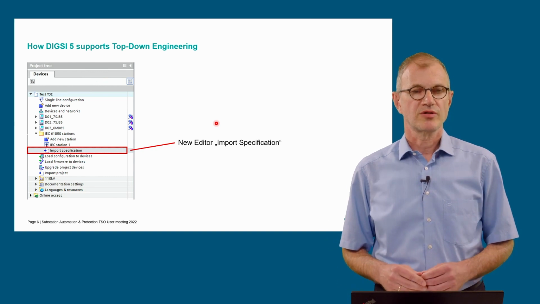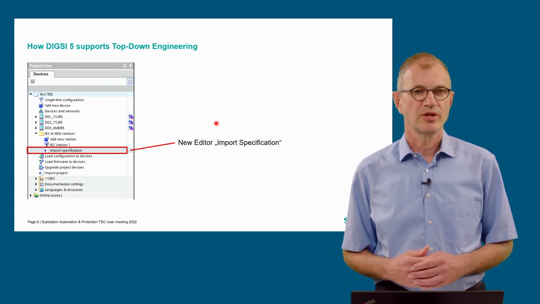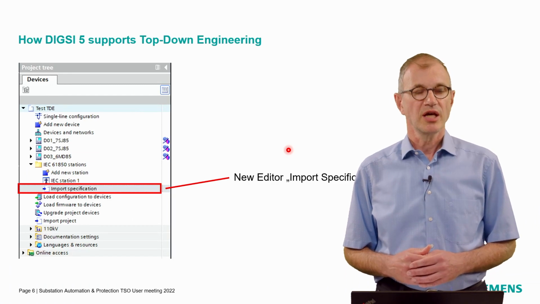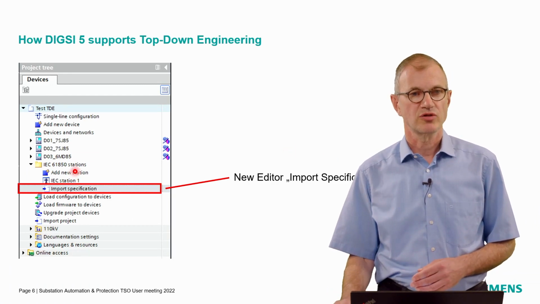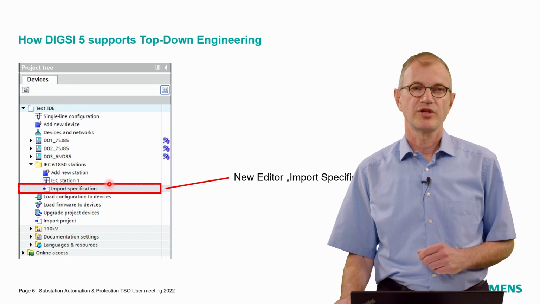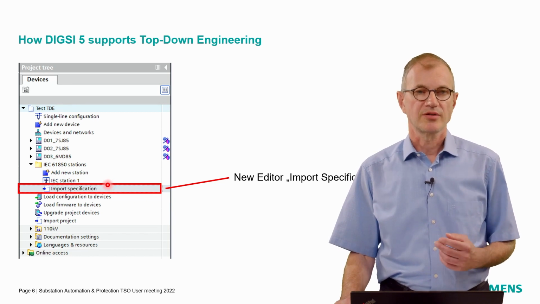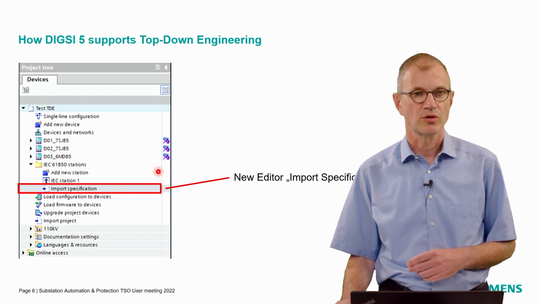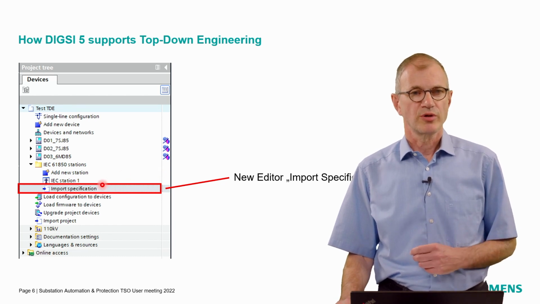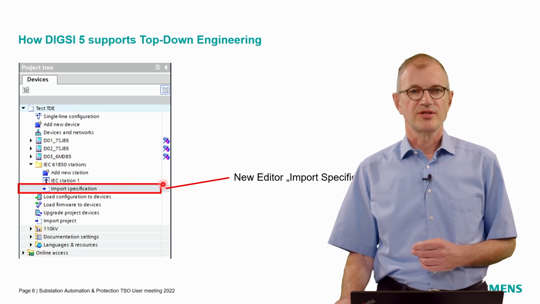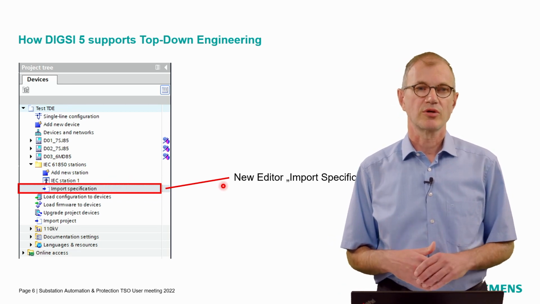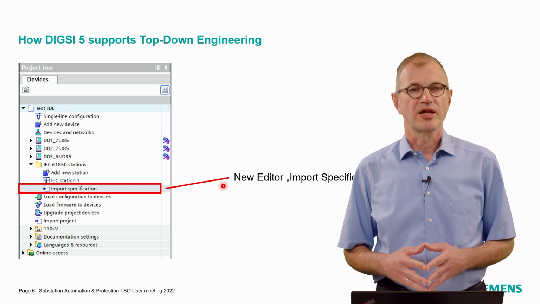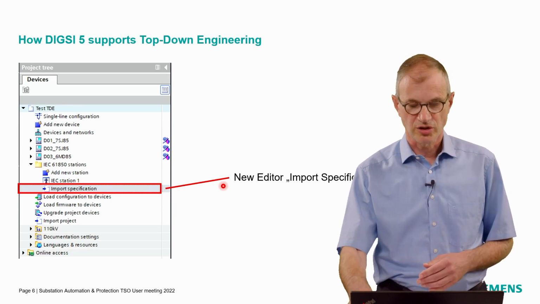The import specification is accessible under the 61850 entry in the project navigation view. So this is here since DIGSI 8.6, and we improved this feature in the last 3 versions, including the now fresh release 9.20. So this is a new editor. As I said, it's available since 8.60, so if you like, you can look in your DIGSI if it's there and then start exploring the functionality.